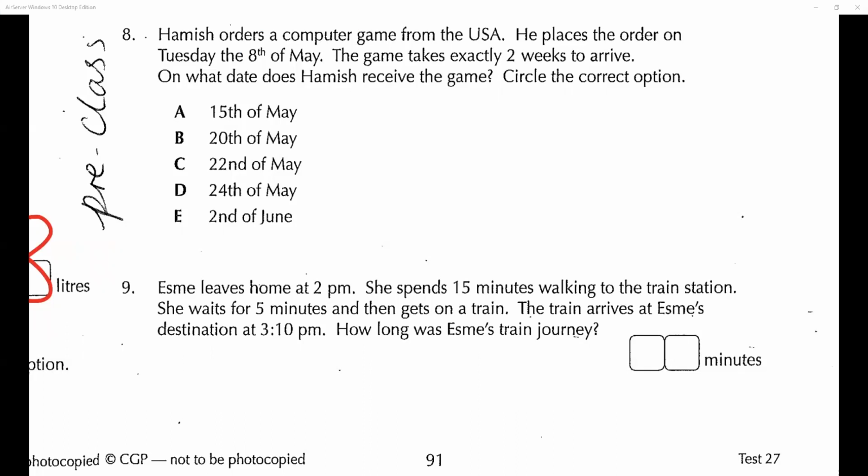Hamish orders a computer game from the USA. He places the order on Tuesday, the 8th of May. The game takes exactly 2 weeks to arrive. On what date does Hamish receive the game? Circle the correct option. So how many days are there in 2 weeks? In 2 weeks, there are 14 days.